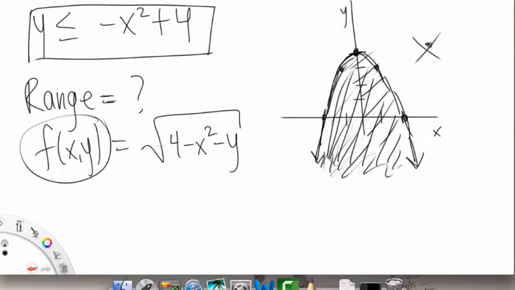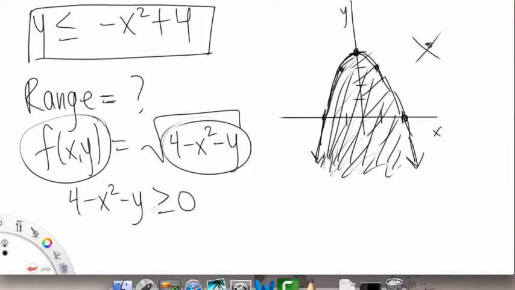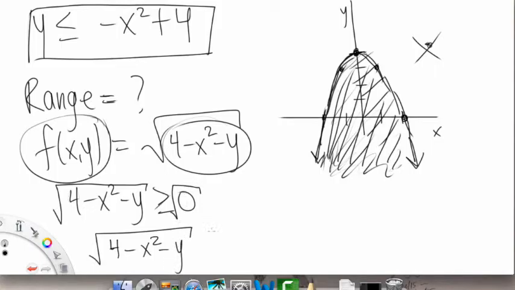So we said that this inside quantity must be non-negative. So that meant that 4 minus x squared minus y is greater than or equal to 0. Okay? So if we were to square root both sides, what we would get on the left is our function exactly, right? So 4 minus x squared minus y, that's what we want. And then we have a greater than or equal to 0. So 0 just stayed 0, right?